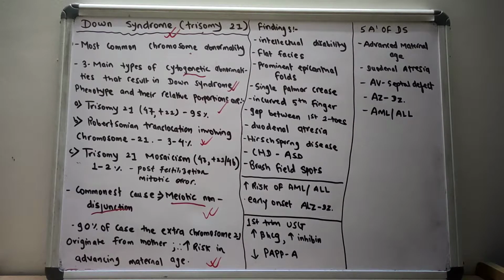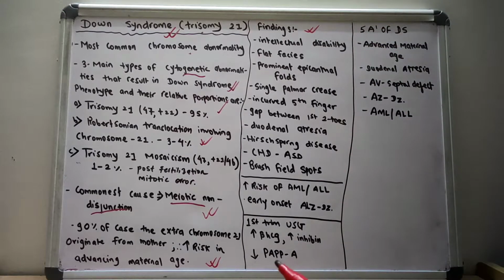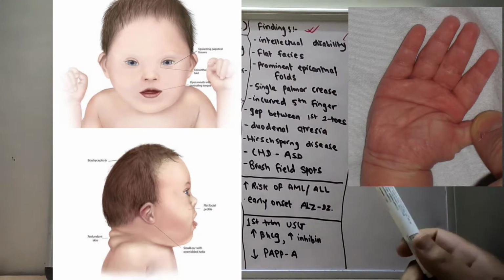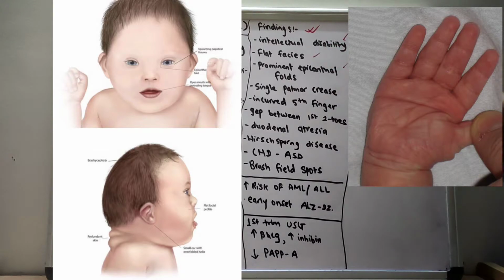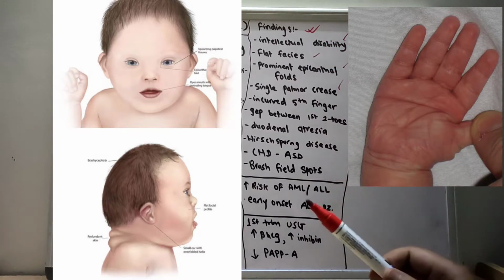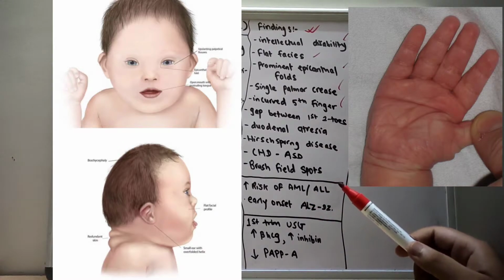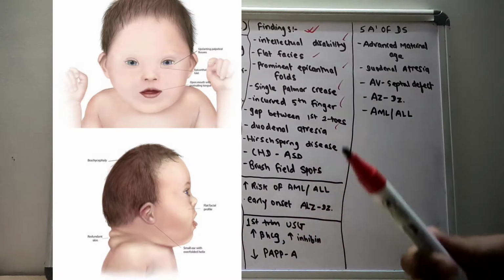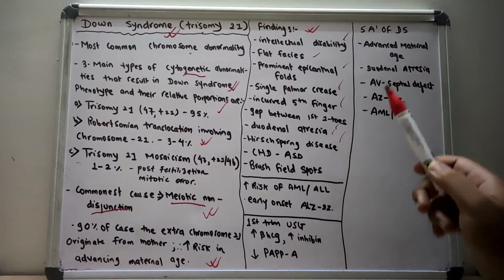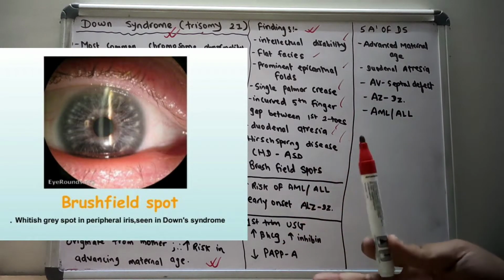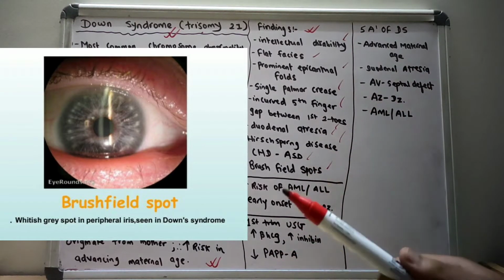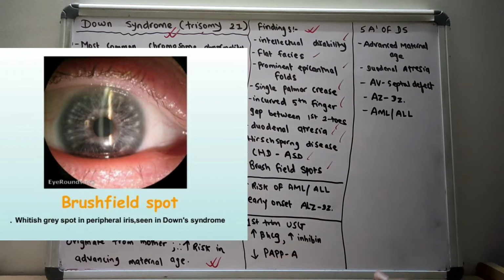Next, let us talk about the findings in Down syndrome. You can also see them in this picture. You can see intellectual disability in the child, flat face, prominent epicanthal folds, single palmar crease, incurved fifth finger, and a gap between the first two toes. While examining, we can also see duodenal atresia, Hirschsprung disease, congenital heart disease like atrial septal defect, and we can see Brushfield spots in the child or the person with Down syndrome.